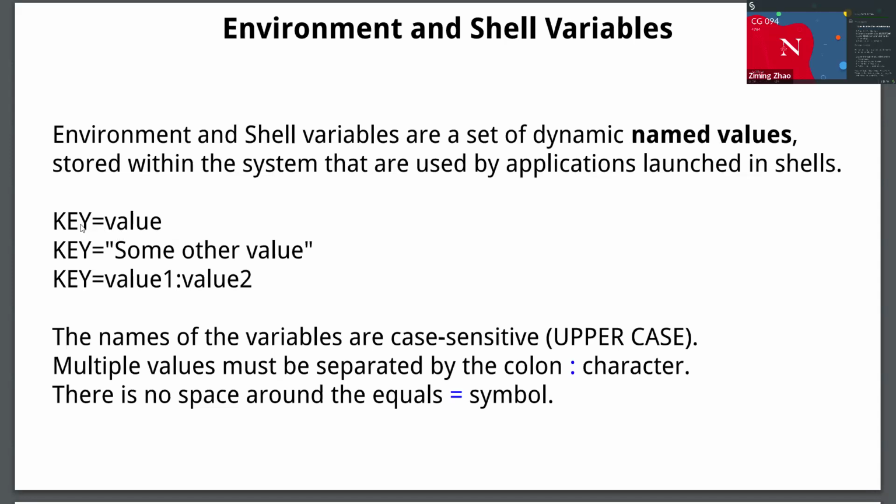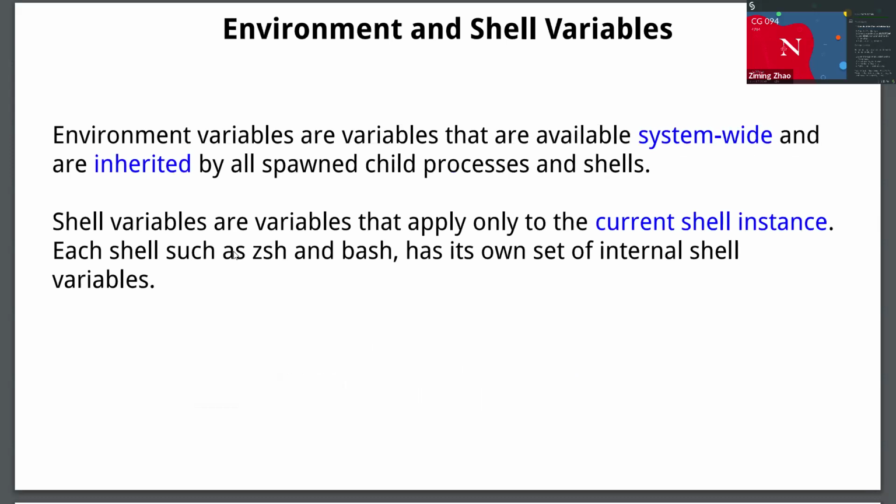They have this kind of format: the name, which is a key, equal sign. Note that there is no white space. If there is white space, then the white space becomes part of the name or part of the value. Name, equal sign, the value, or other values. You can also have symbols in those values, or sometimes there are multiple values, for example, the PATH, right? The names of those variables are case sensitive. Most values must be separated by the colon character, and there's no space around the equal symbol.